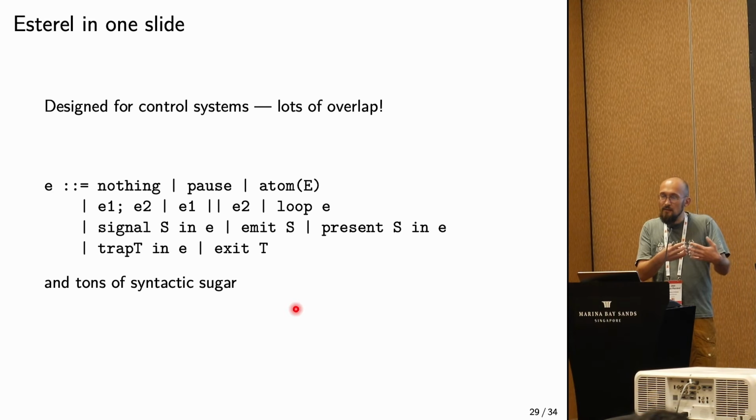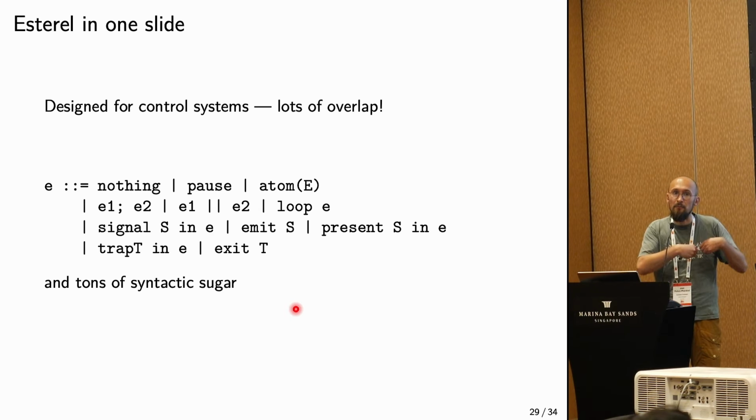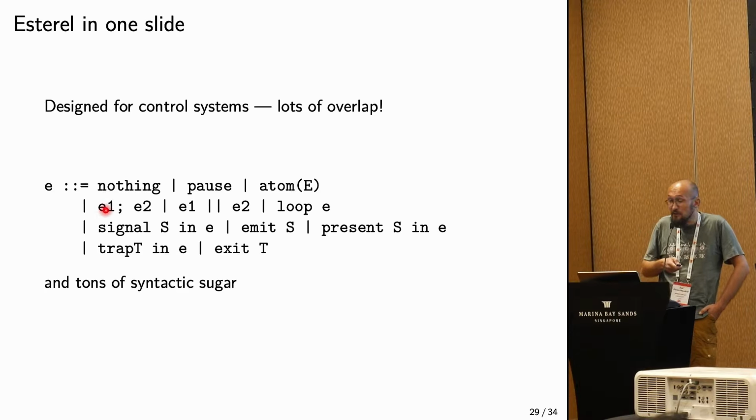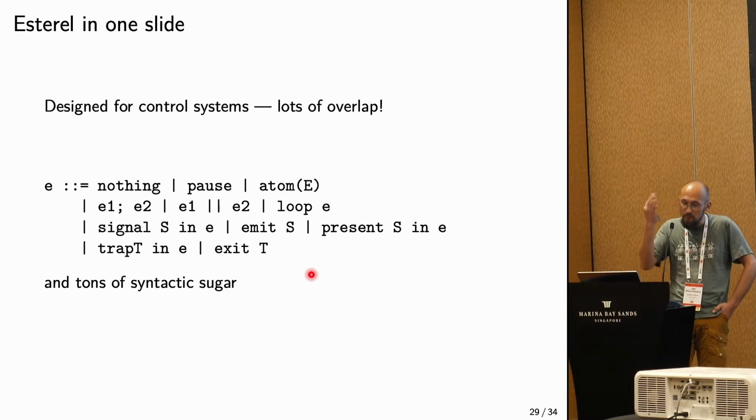They're programs that don't do very complicated computations, but that really are centered around reacting to both external and internal events. And so, you can have sequential composition, you can have concurrent composition, you have loops, you have explicit pauses, which are different from doing nothing, and then you have signals that you can emit and test for the presence of, and you have traps that you can exit to do immediate preemption.